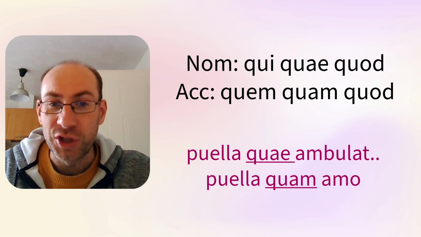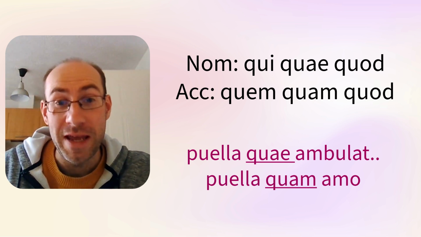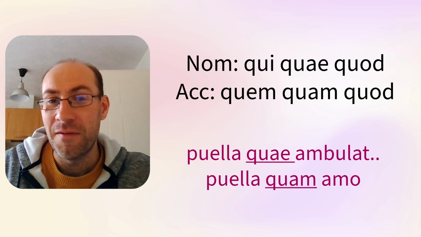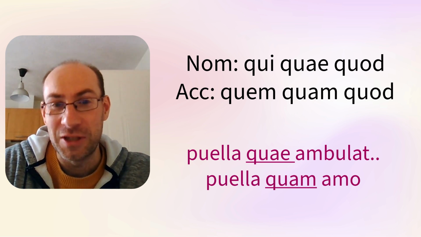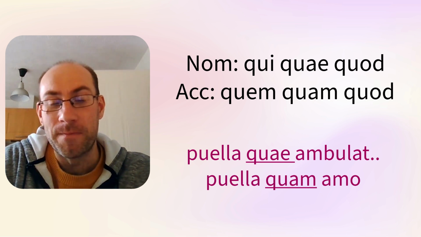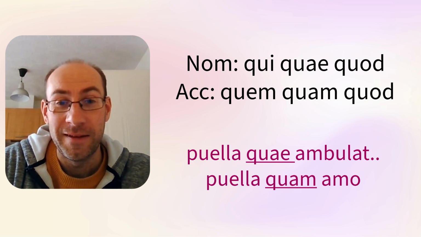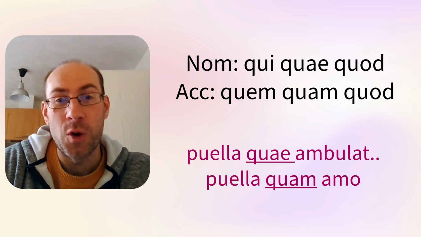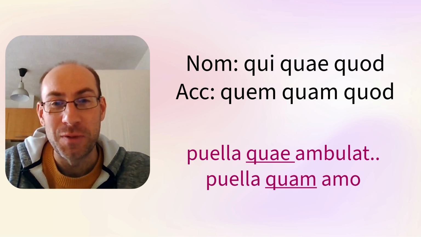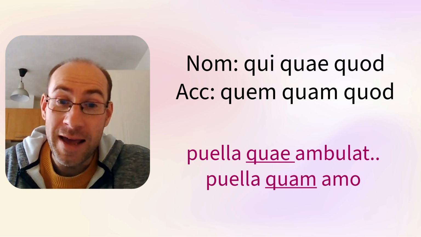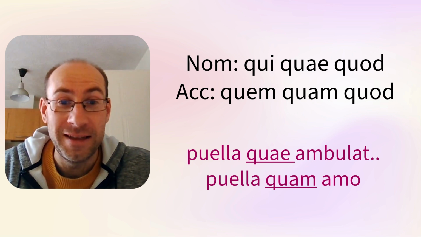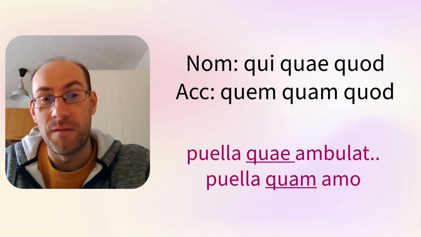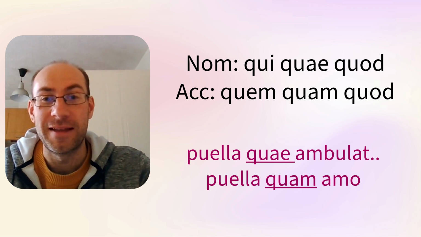So if the boy is doing the action, it's going to be puer qui laborat, qui ambulat, who walks. But if someone else is doing the action, he's the object, you need to change the qui to quem. So puer qui ambulat, puer quem ego video, quem ego saluto, whom. Likewise with the girl, puella quae laborat, quae sedet, but puella quam amo, whom I love, because I'm doing the loving to her, she's my object in that case.